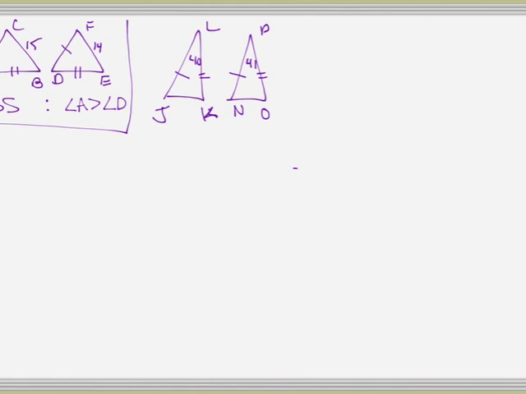Okay, first, let's say which theorem we would apply to this problem. Side angle side, because that's what we're given: information about two sides and an angle. Now, using that information, what can we conclude? Little p is bigger than little l, or we could say NO is bigger than JK. The sides across from those angles will be different sizes, and the bigger angle makes the bigger side.